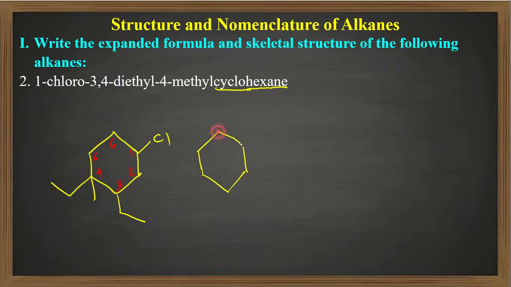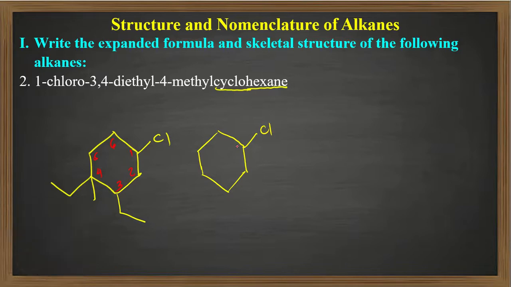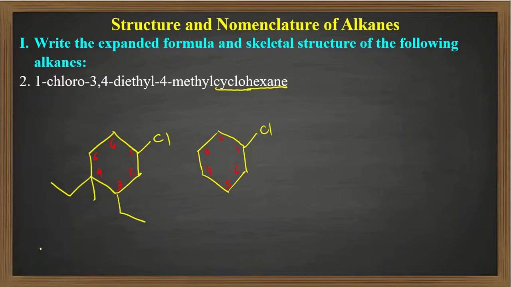So for example, diri ato ang chlorine, and then counterclockwise ang inyong counting. This will be carbon number 1, 2, 3, 4, 5, 6. So we have 3,4-diethyl, and then isang methyl sa carbon number 4. That is still the same. That is also correct. Okay, correct gihapon na siya.